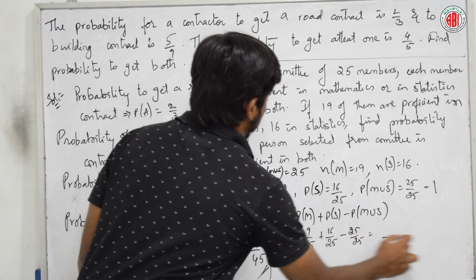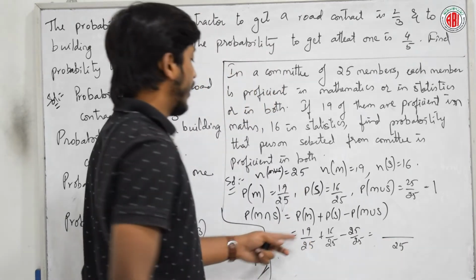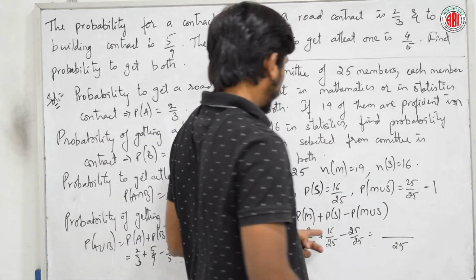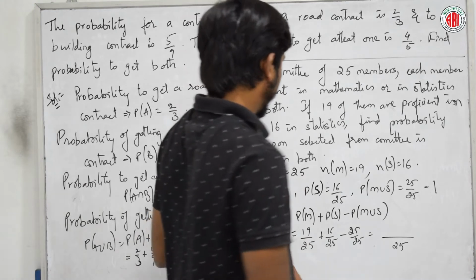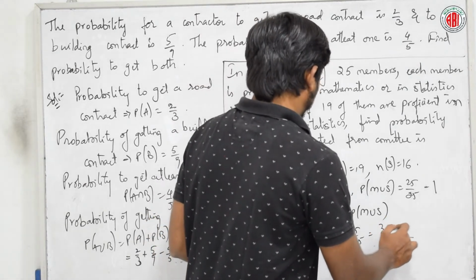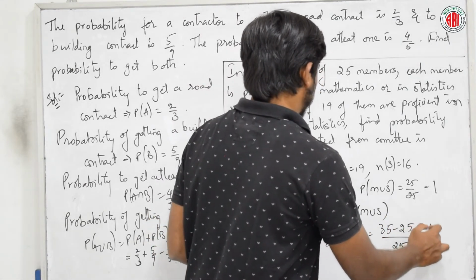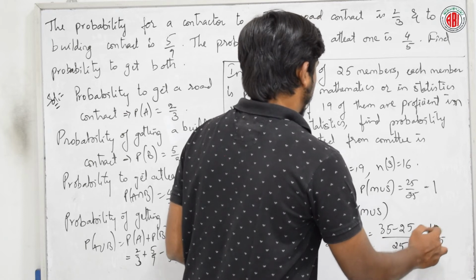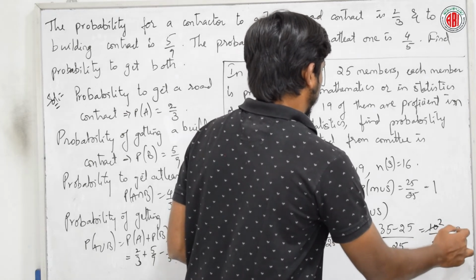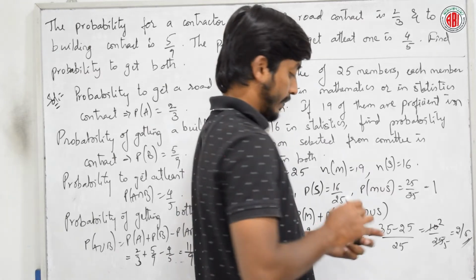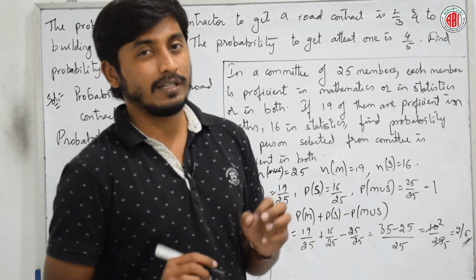Let us write. So it is 25. 19 plus 16, how much is it? 35 minus 25, which is 10 by 25. 5 twos are 10, 5 fives are 25, so it is 2 by 5. Clear? Hope you understood this basic thing.